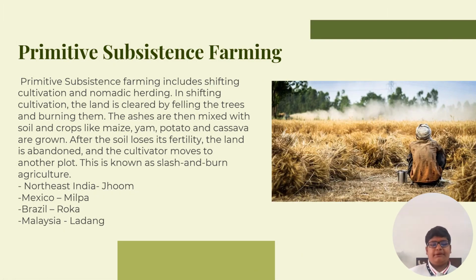Primitive subsistence farming. Primitive subsistence farming includes shifting cultivation and nomadic herding. In shifting cultivation, the land is cleared by felling the trees and burning them. The ashes are then mixed with soil and crops like maize, yam, potato, and cassava are grown. After the soil loses its fertility, the land is abandoned and the cultivator moves to another plot. This is known as slash and burn agriculture.